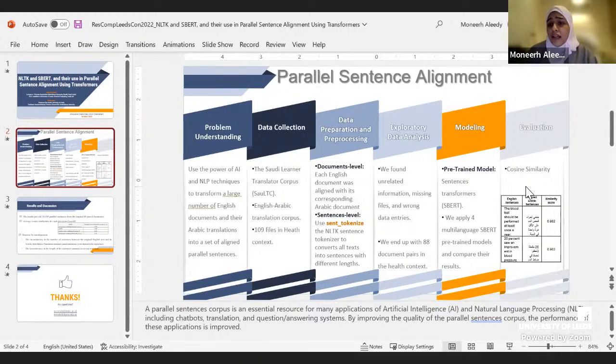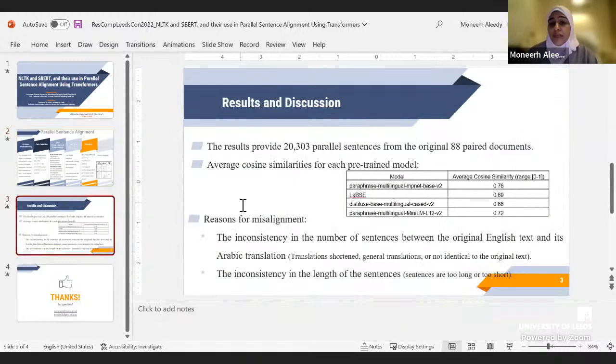The output was like this table, a table with 3 columns. The first one has the English sentences, and the second one has the aligned Arabic sentences. And the third column contains the cosine similarity between each pair of sentences. The result we ended up with is more than 20,000 parallel sentences from the original 88 paired documents. And in the table here, you can see the average cosine similarity score for each pre-trained model.